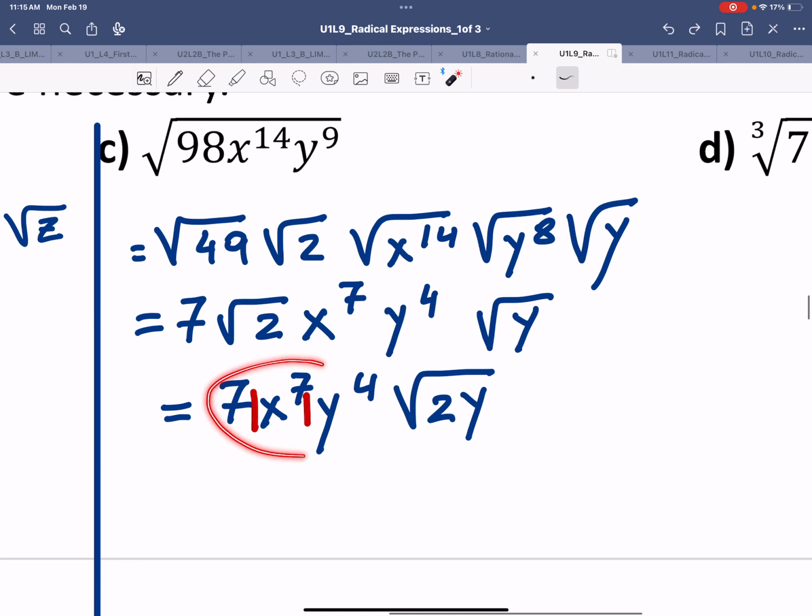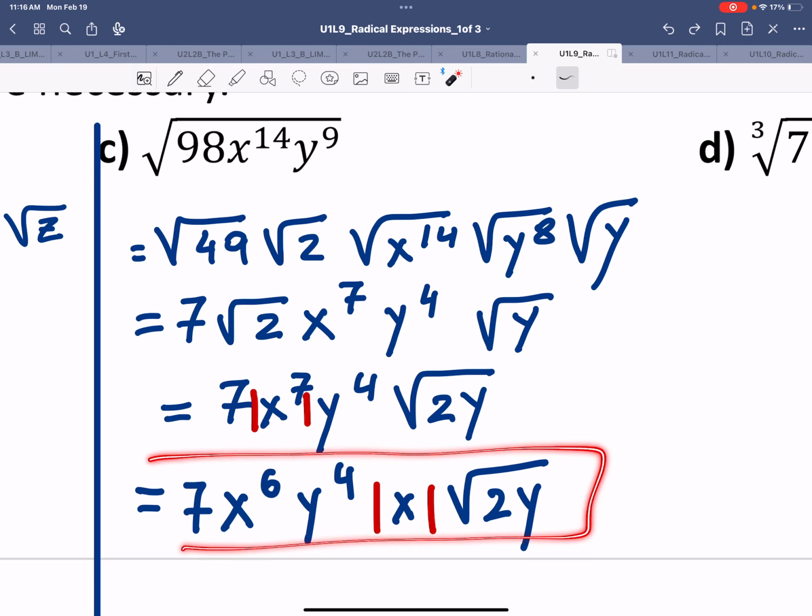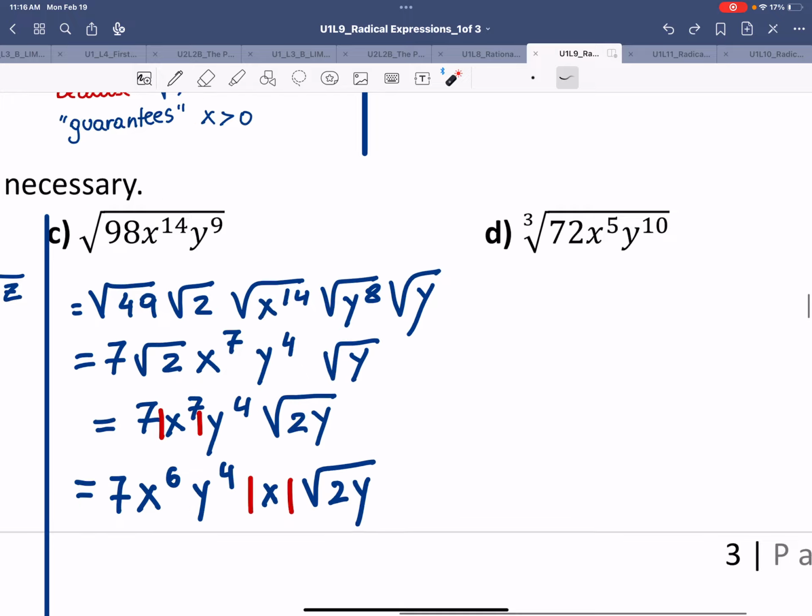Now this would be the answer, and in a more simplified form, which means we reduce the expression inside the absolute value, we can write it as 7. We can take out x to the 6, because we know x to the 6 will always be positive, y to the 4, and then we'll add that absolute value of x at the end. So 6 plus 1, that equals 7. And this will be the answer in the most simplified form.